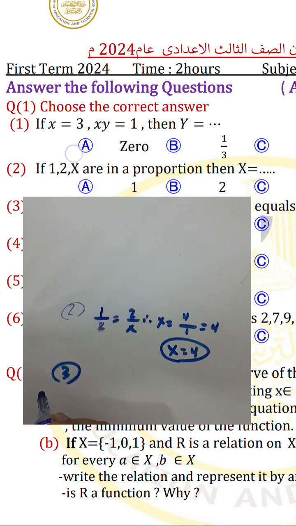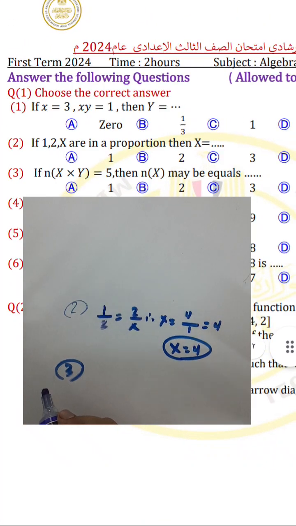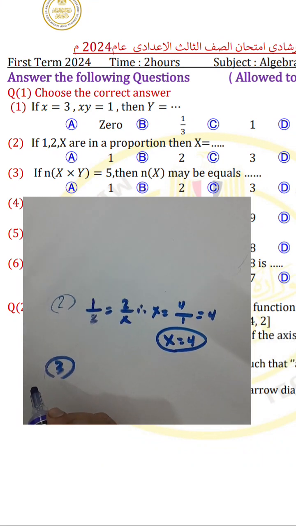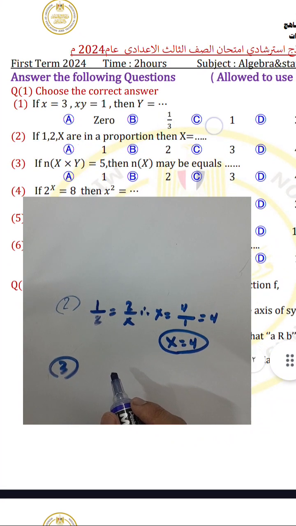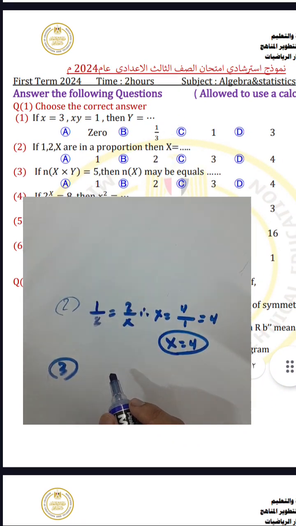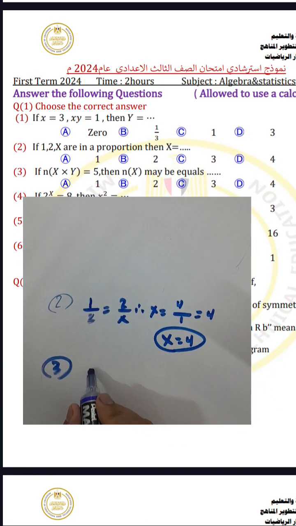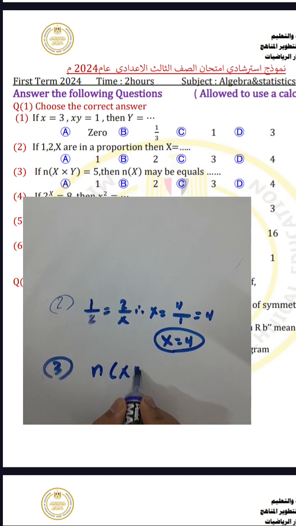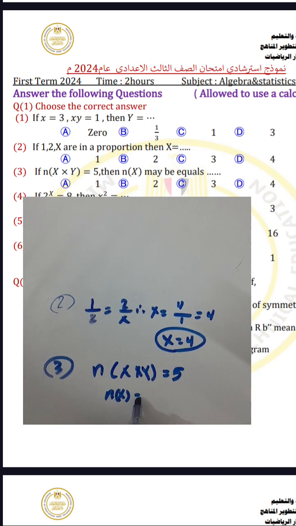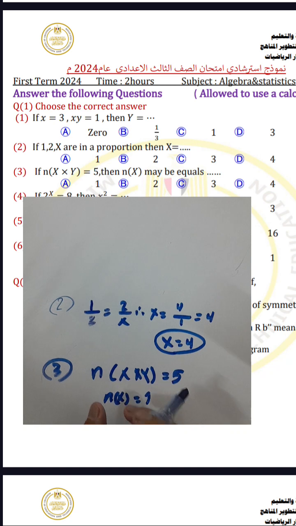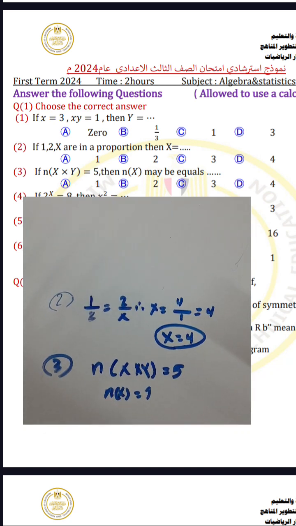Question number 3. If the number of elements of the Cartesian product of x and y equals 5, then the number of elements of x may be equal to 1, because 1 times 5 equals 5. The number of elements in x will be 5 or 1. So we must choose 1. Maybe equal to 1, letter E. Choose letter E.